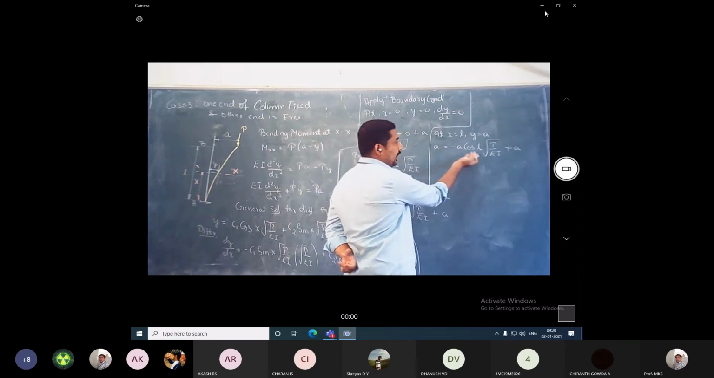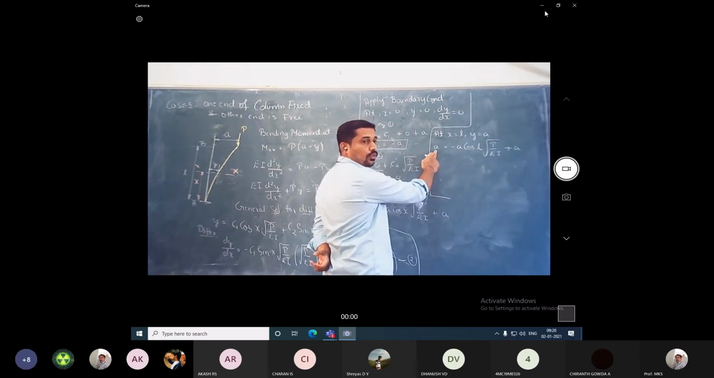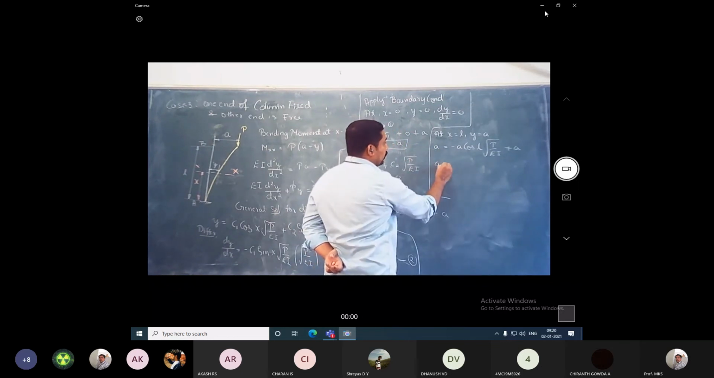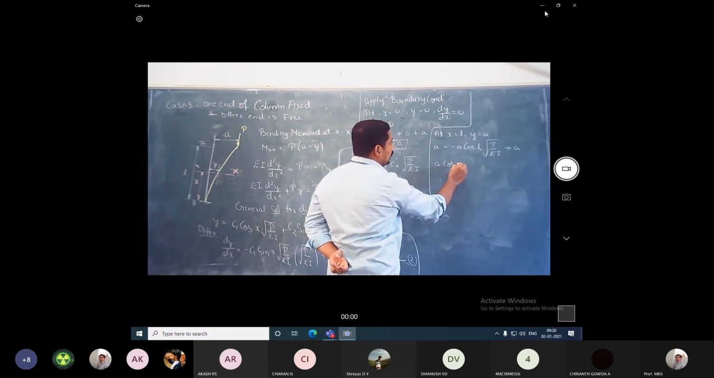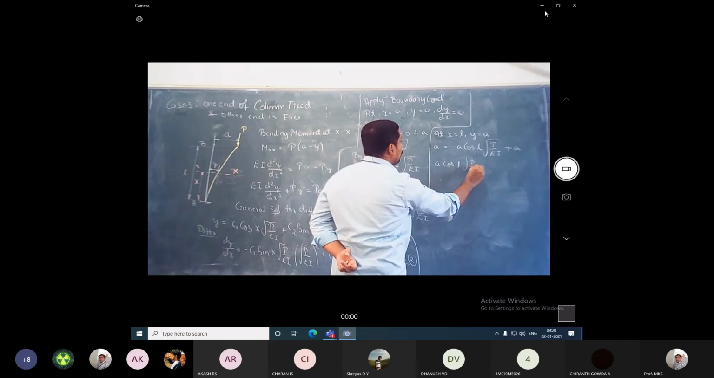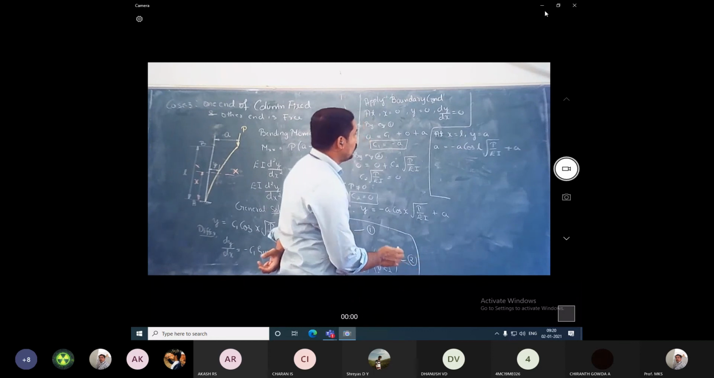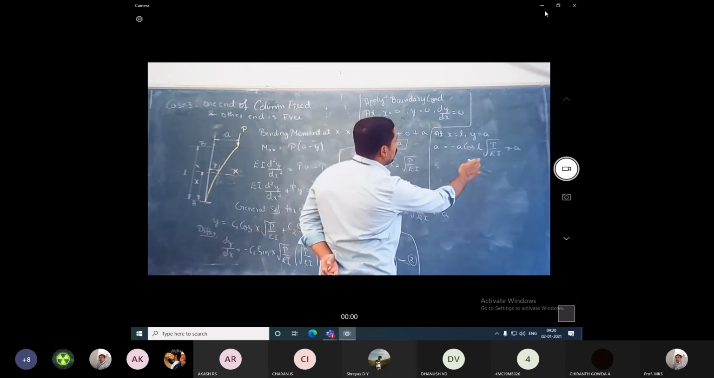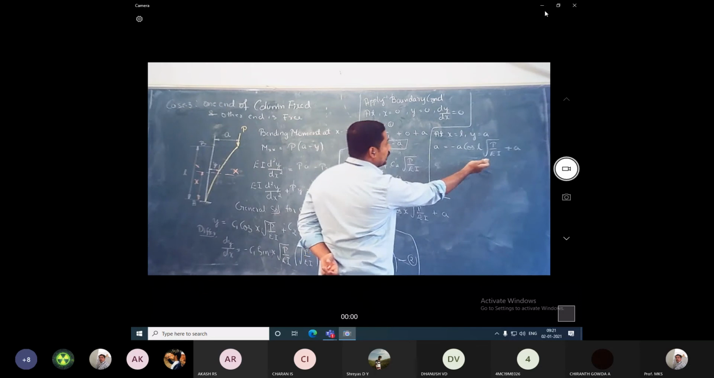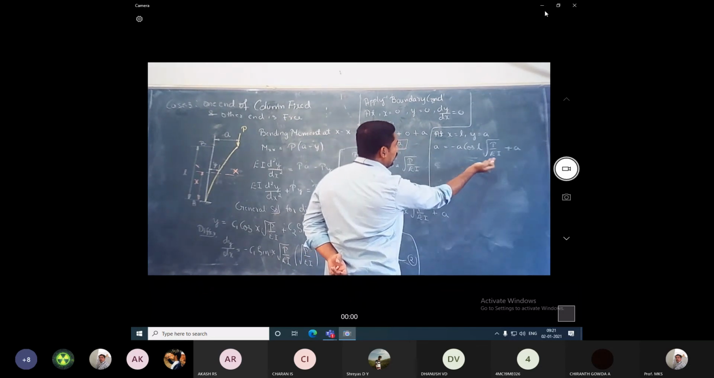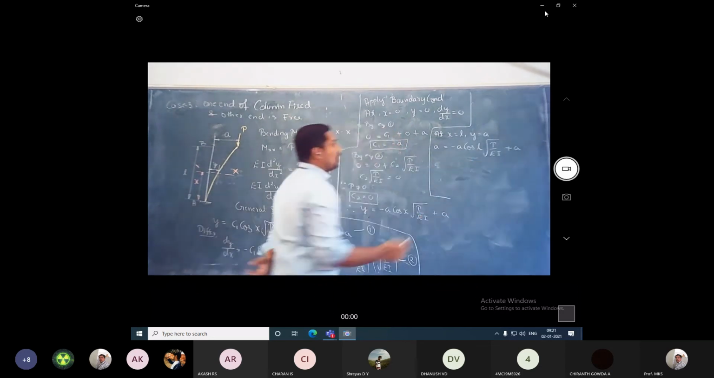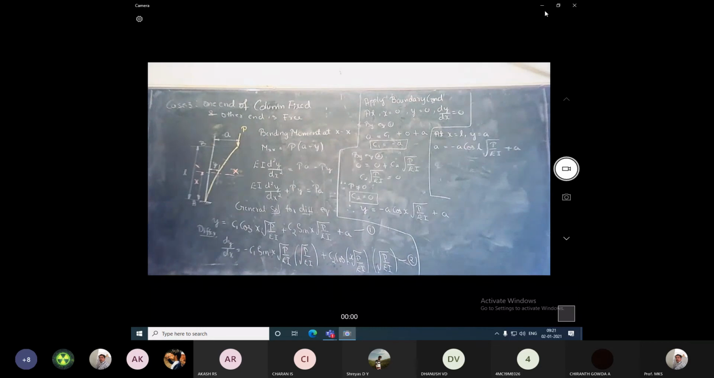So you can take the cos term to the other side. Therefore, A and A get cancelled. Therefore, A cos L into root of P by EI, or you can also take A outside and you can solve. Or A gets cancelled, right?